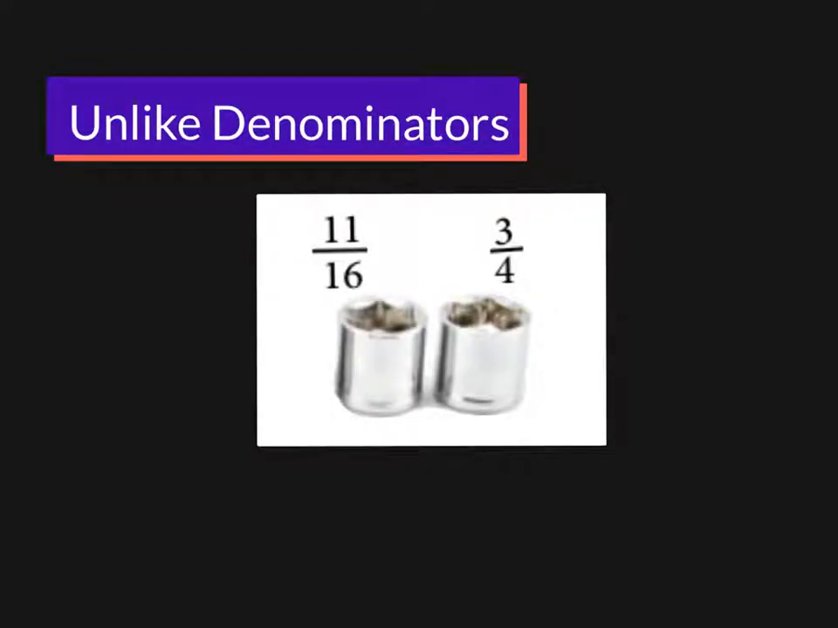Comparing fractions is easy when the denominators are the same, but what about when they're different? So here, which socket is bigger, 11/16 or 3/4? Now it's hard to tell. To find the answer, what we're going to have to do is make equivalent fractions such that the denominators are the same. And there are three ways that we can do it.